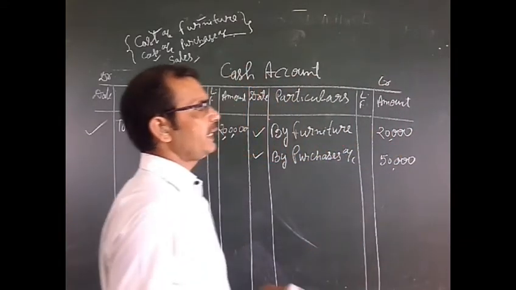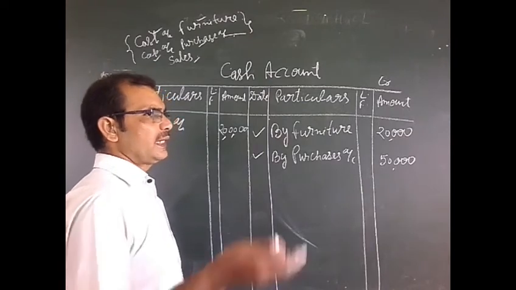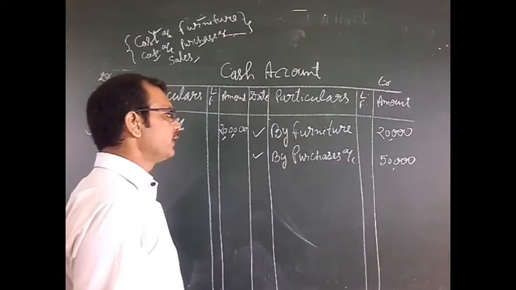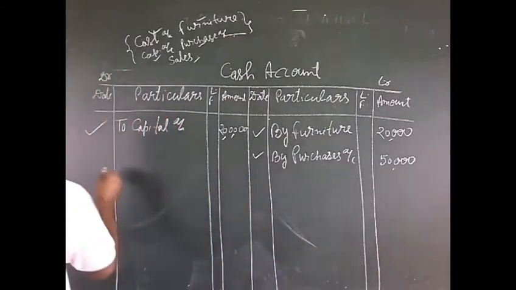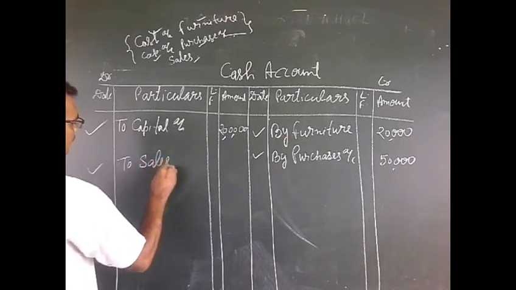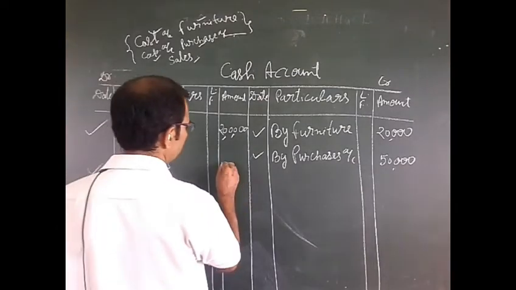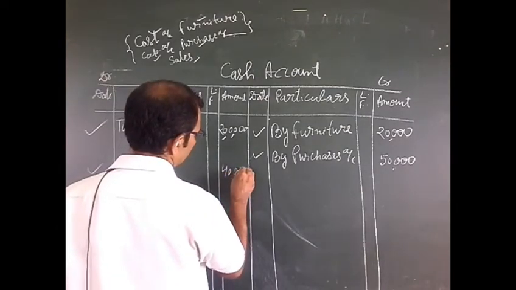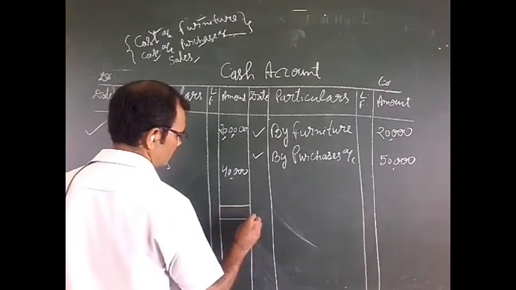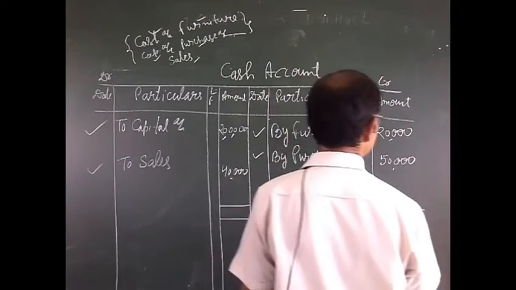Now the last entry is goods sold. Cash account debit to sales account was the entry, so we will write here to sales, because sales is written in credit, so we will write it on the debit side, to sales, and the amount is 40,000. After doing this, we will take the balance.